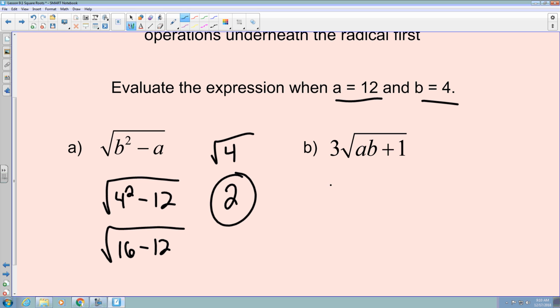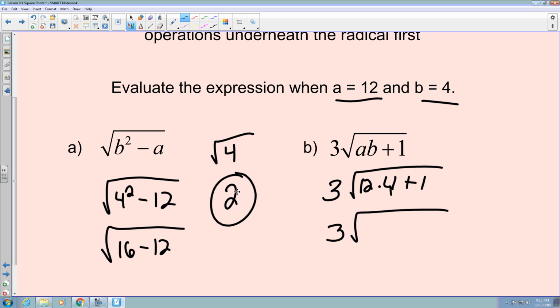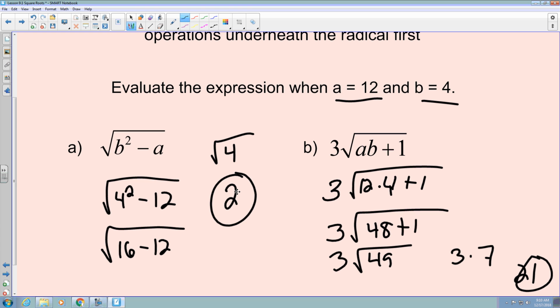We look at B, I got 3 times the square root of A, which in this case is 12, times B, which is 4, and that's going to be added to 1. All right, inside the square root, which is like a grouping symbol, 12 times 4 is 48. And I add 1. 3 times the square root of 48 plus 1, which is 49. And here I get 3 times the square root of 49, which is 7. And that leaves me with the result of 21.